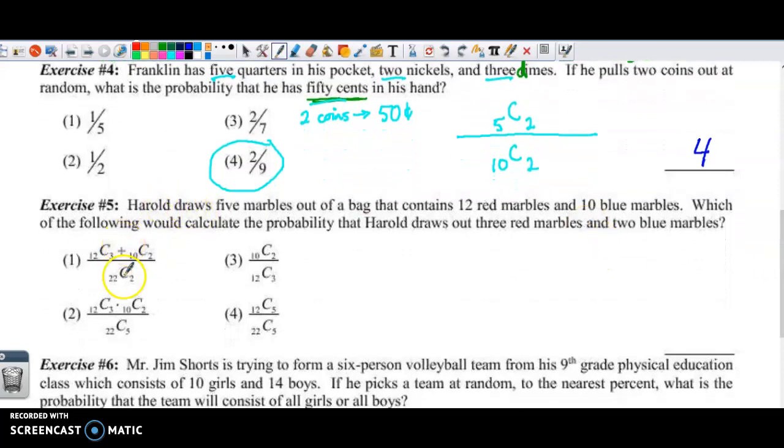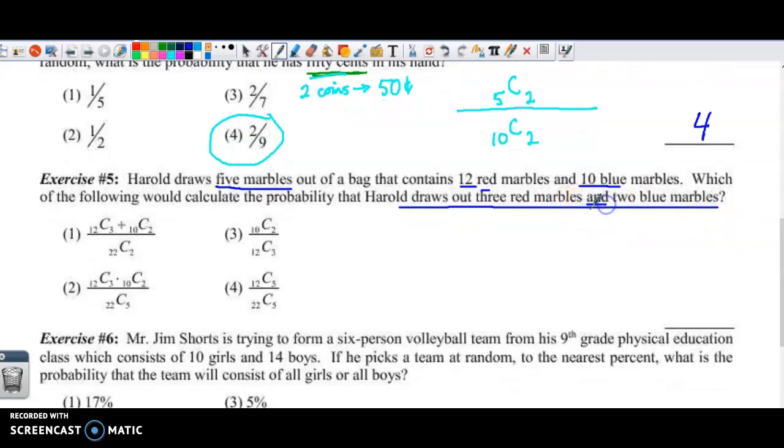Here's another one where you can see kind of the different possibilities. So Harold draws 5 marbles out of a bag that contains 12 red, 10 blue. Which of the following would calculate that Harold draws out 3 red and 2 blue marbles? So here's your and statement. So we can have this happens at the same time. So that's your fundamental counting principle, where you're doing 12, we're choosing 3 red, and we're doing 10, we're choosing 2 blue over the sample space.